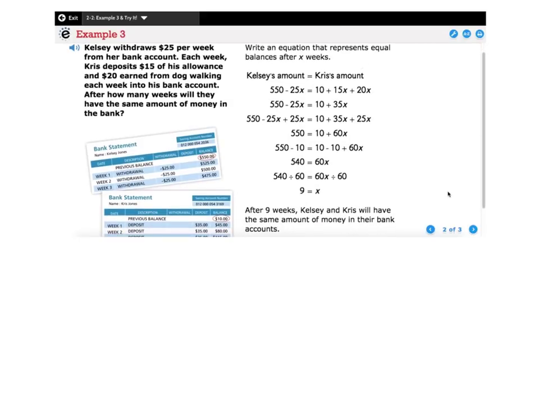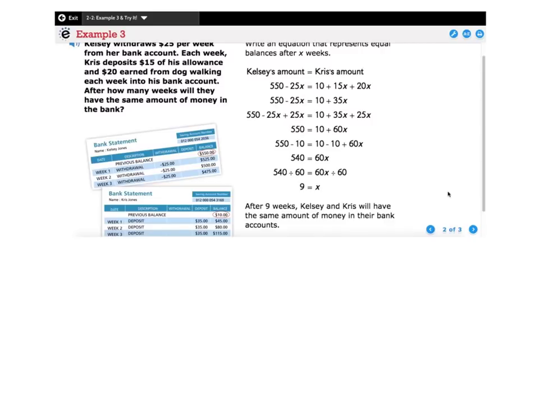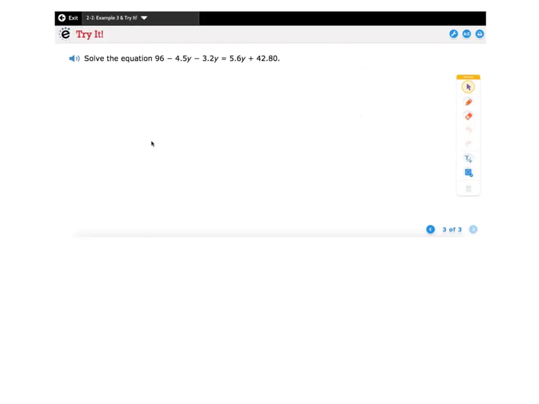Okay, so hopefully now we're going to go on to the try it here for example number 3, and we'll be able to work on this together. Alright, so this one says solve this equation. Here we go.